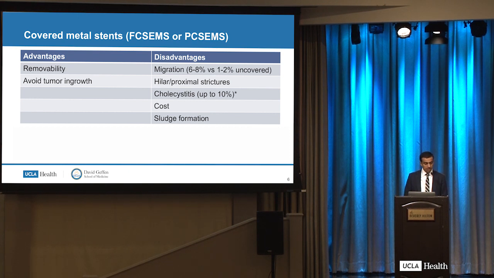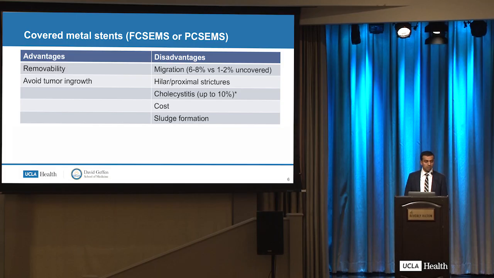For covered metal stents, and SEMS at the top where you see the abbreviation is self-expanding metal stent, the advantages are the removability, and the reason is that you avoid tumor ingrowth because there's some kind of polyurethane or other covering that prevents the tissue, whether it's hyperplastic tissue or malignant tissue, from growing into it. The disadvantage of covered stents are the migration rates, so reported up to 6 to 8% versus 1 to 2% for uncovered stents because you're taking advantage of that tissue ingrowth. For hilar and proximal strictures, you potentially will jail off the ducts that are on the contralateral side. So in general, we do not place covered metal stents up at the proximal strictures. We'll talk about the cholecystitis rates because of, again, blocking off the cystic duct obstruction. The covered stents are more expensive than uncovered stents and plastic stents, and then the covering may induce sludge formation and reduce your patency in some cases.